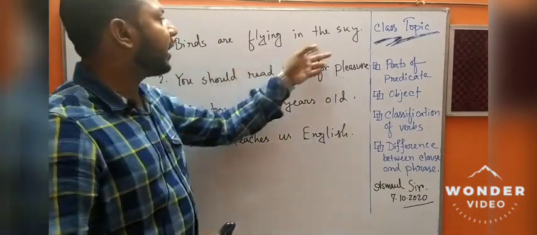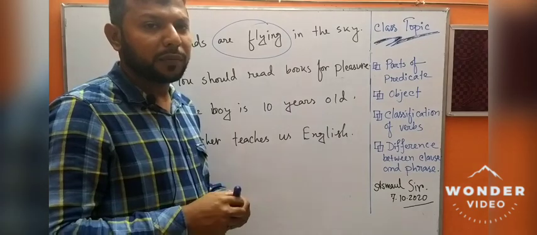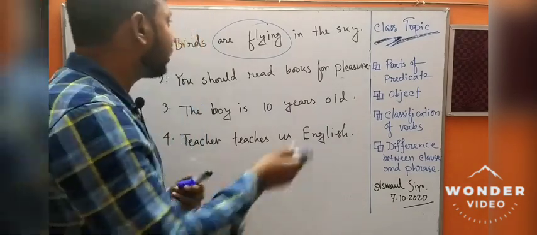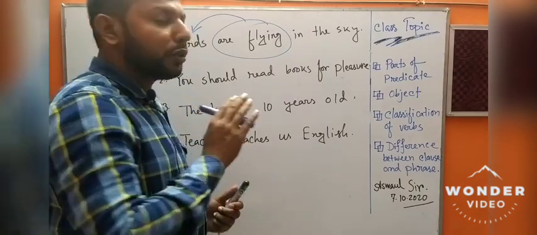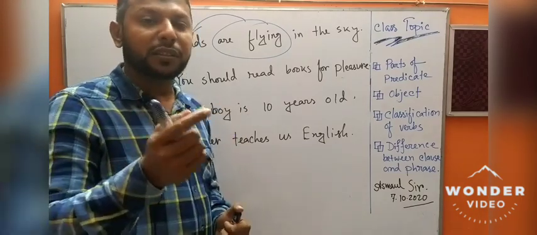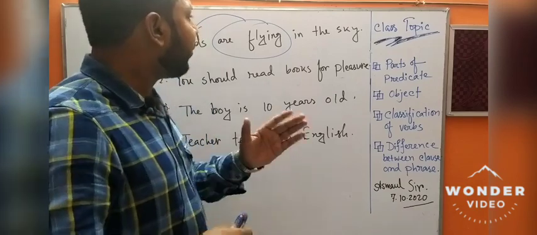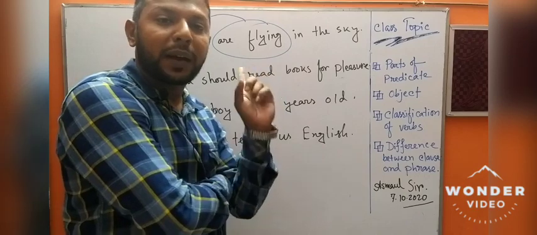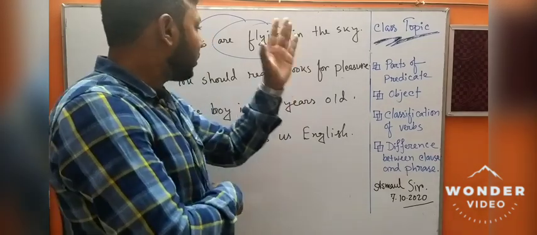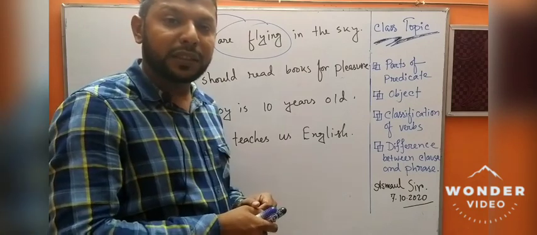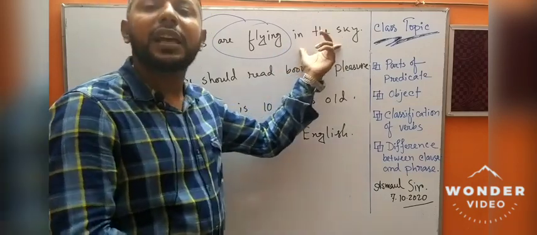First sentence, birds are flying in the sky. Which one is the verb? Are flying. So now ask the verb, what is flying? The answer is birds. So it moves to the subject, but it shouldn't be. So there is no object. Again, if you ask the verb by the word whom, kake, there will not be an answer. So if you don't get an answer by asking the verb the questions what and whom, there will be no object. Yes, it may happen, a sentence may be framed without an object. So what is in the sky? In the sky is adjunct.